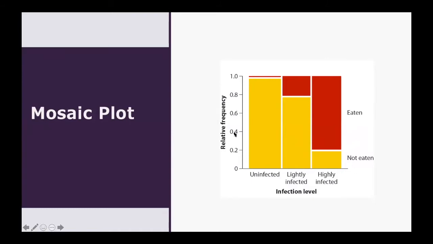And we can see that very few of the fish in the uninfected category were eaten, whereas a really high proportion of fish in the highly infected category were in fact eaten by birds. The fish in the lightly infected category fell somewhere in between, but it's clear that the heights of these yellow and red bars in each of the 3 categories are not the same. So this mosaic plot then suggests that there is in fact an association between infection with this trematode and whether or not the fish will be eaten by a bird predator.